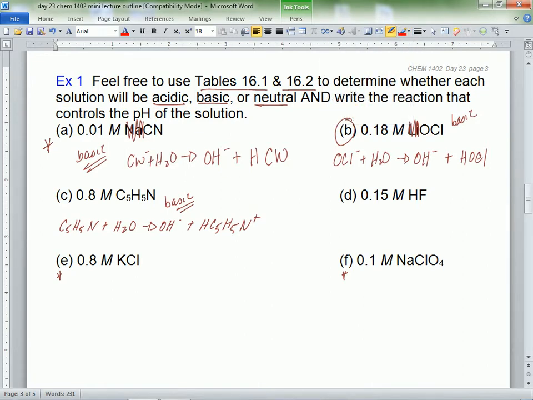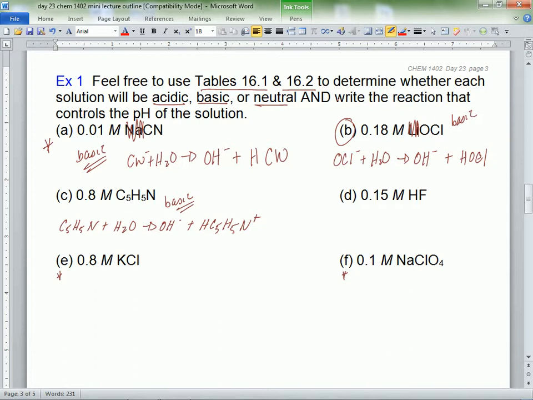Okay, I think everyone agrees with C. They said basic. With D, everybody wrote, can't read back there. You guys don't have it yet. D. Now, did you find D? D is HF. What is HF, a conjugate acid or a conjugate base? It's a conjugate acid. In fact, it's even in that table of weak acids. So you have to write a Ka reaction. It's going to be acidic.